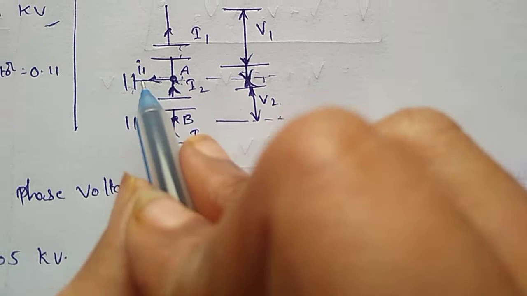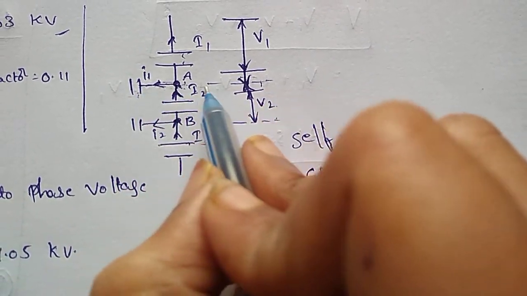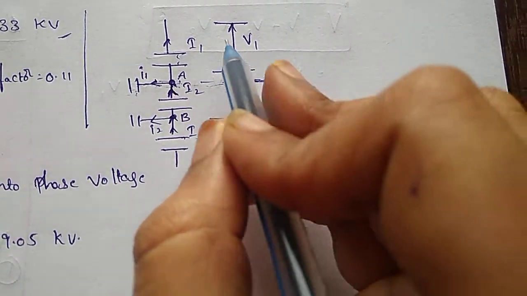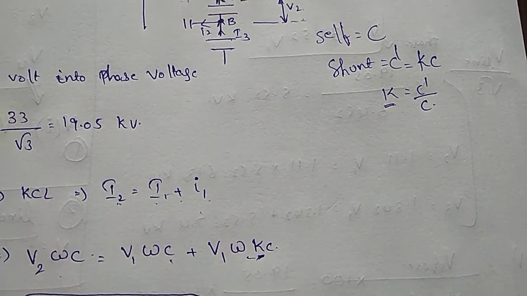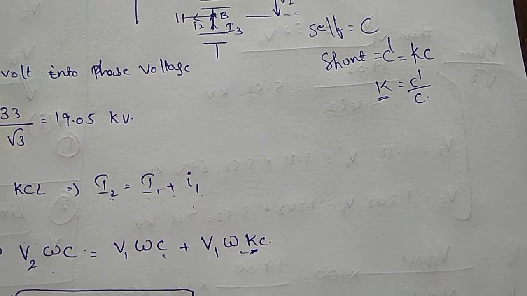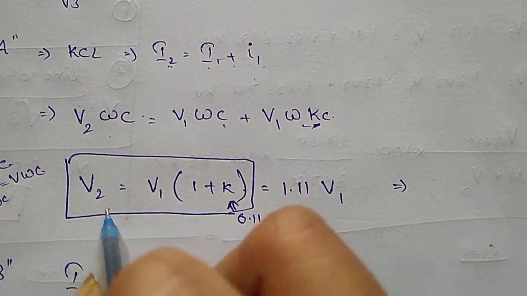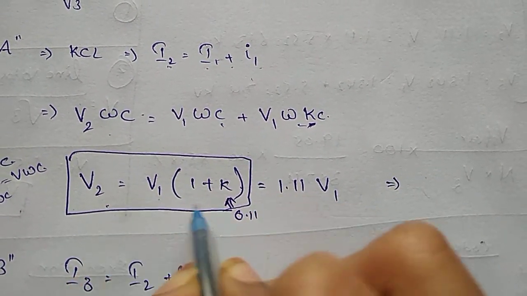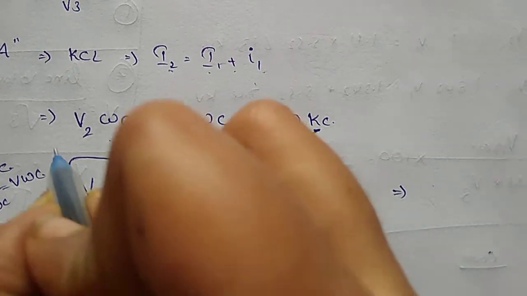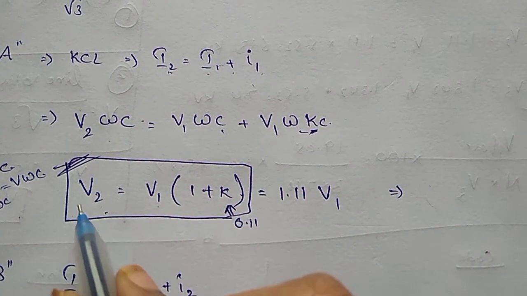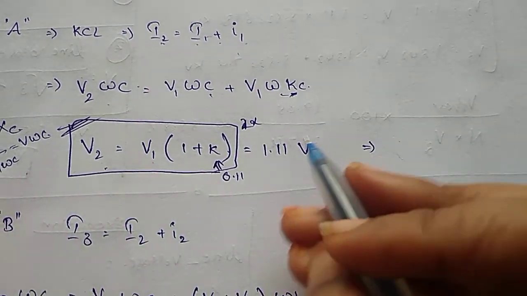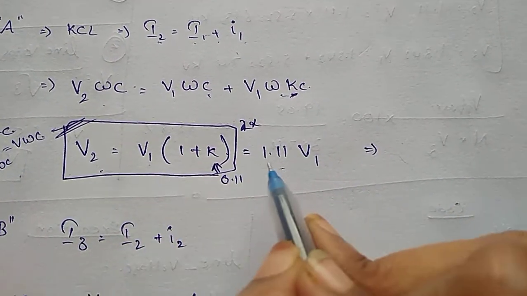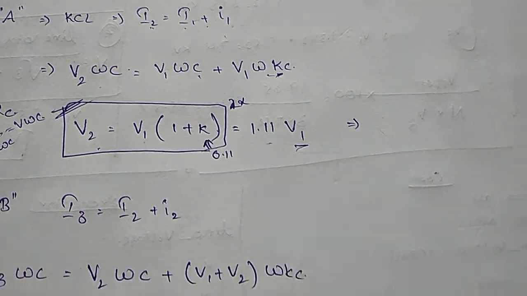Please remember, this small i value is V1 multiplied by whatever the impedance is there. We are considering that, and from this I calculated the V2 value. So please remember this equation, and from this I got V2 in terms of V1.